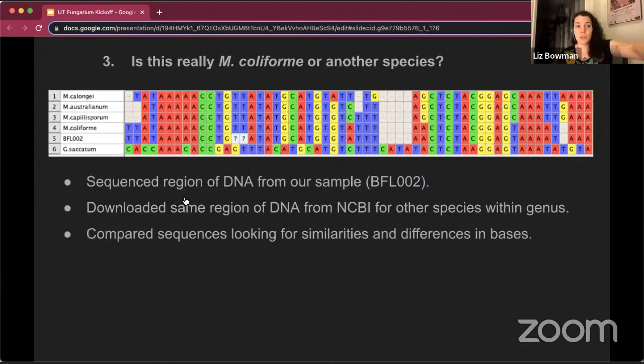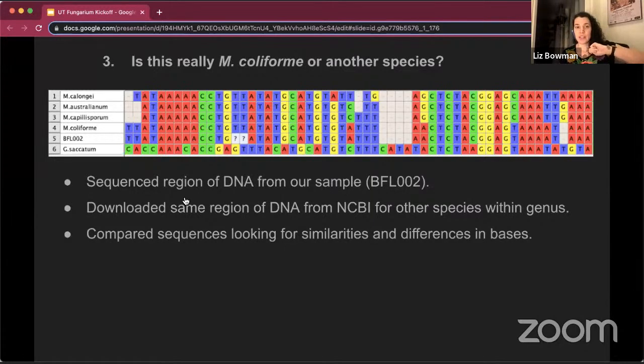So the BFL002 is the specimen that we collected from BFL, and then there's 4 other species within this genus, and then I have another species that's more distantly related. And so you can take this DNA and you can compare it, the bases, to look at similarities and differences. So you can see that this G. saccatum has more bases that are different from the other species, and the other ones are more similar.